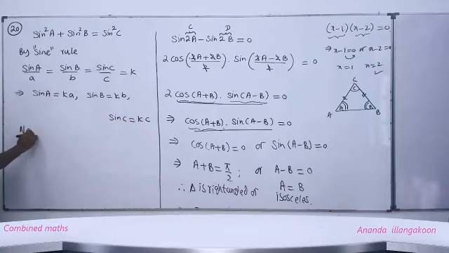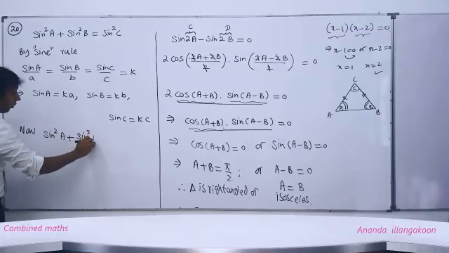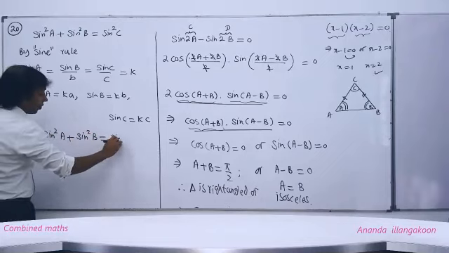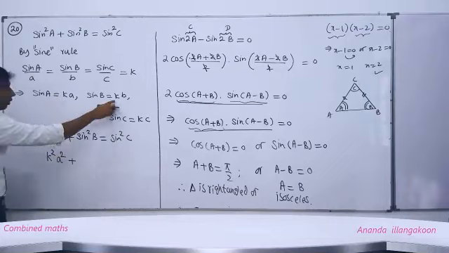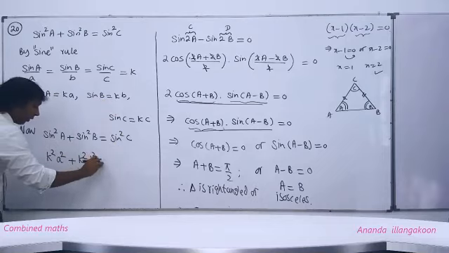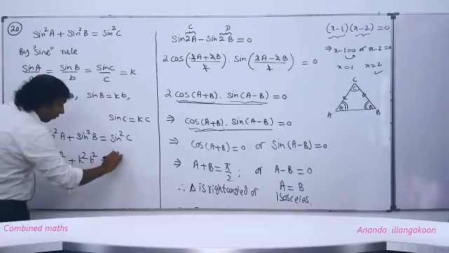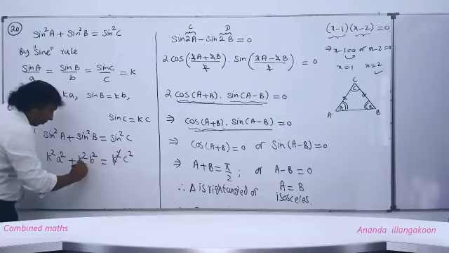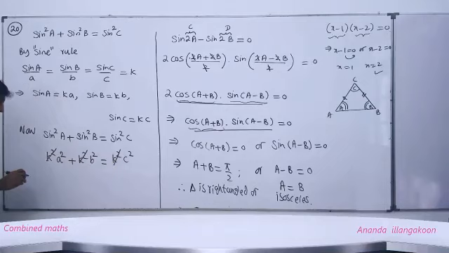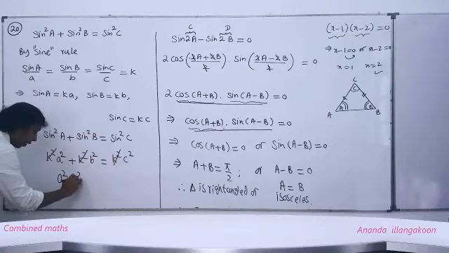Now sine squared A plus sine squared B equals sine squared C. Sine squared A means the square of this, K squared A squared. Sine squared B is K squared B squared. Sine squared C is K squared C squared. Now on the left hand side we can take K squared out, and cancel it with the right side. Then we have A squared plus B squared is equal to C squared.